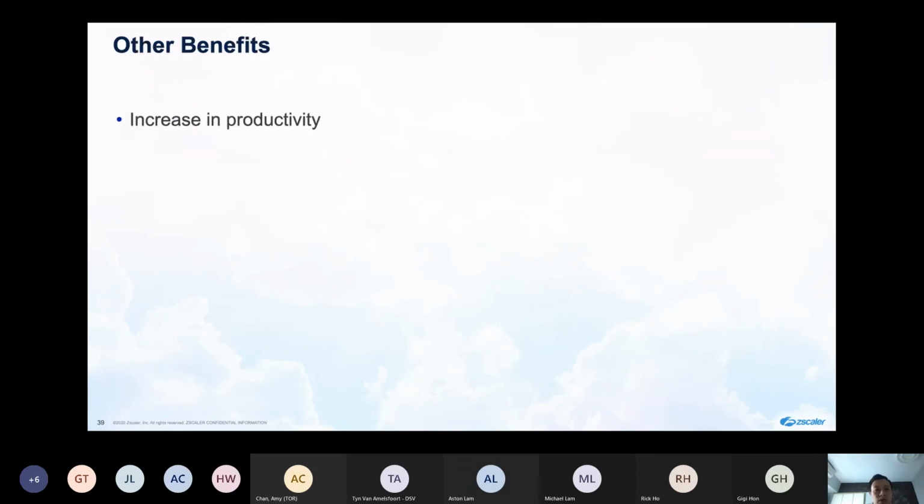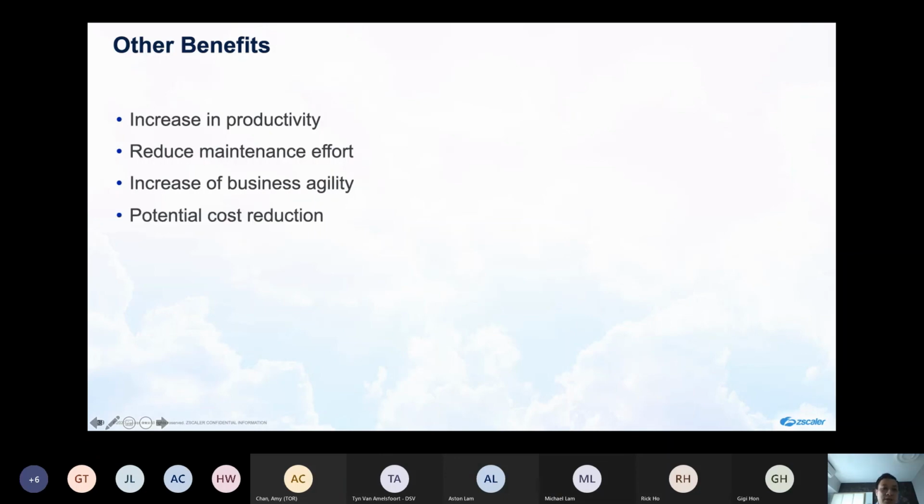Some other benefits, for example, you can increase productivity. Now zero trust or security is no longer a roadblock to business, and it doesn't slow down the business or reduce business agility anymore. Actually, you can increase productivity and business agility as well. And it will help you reduce the maintenance effort, and sometimes you may have cost reduction, depending on how bulky your traditional infrastructure is.